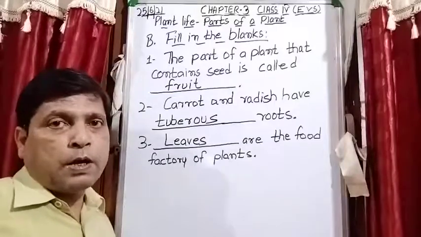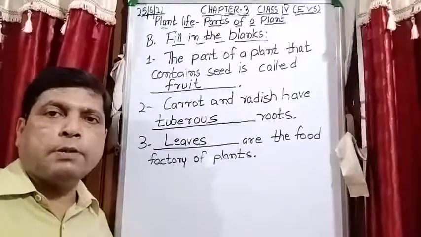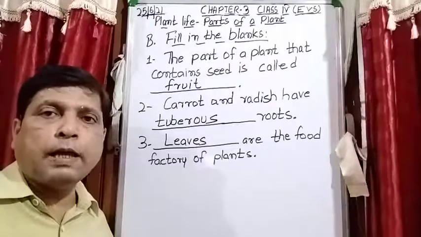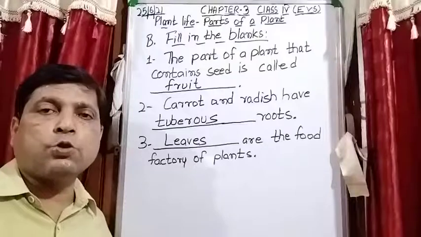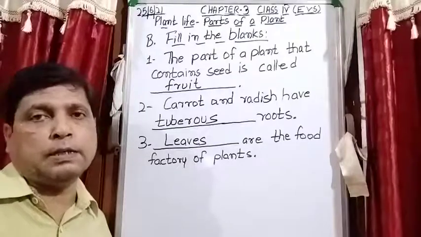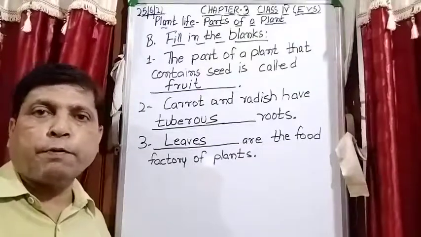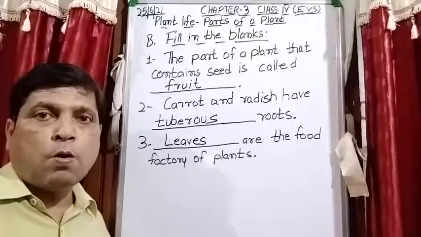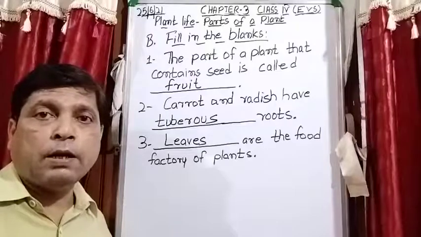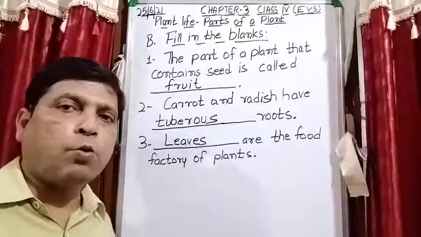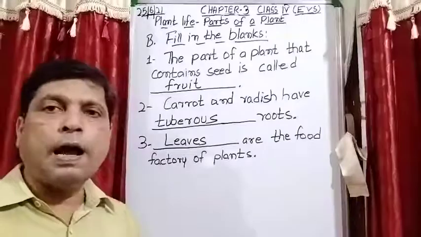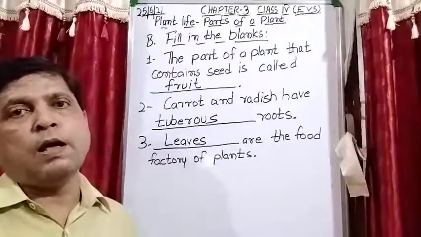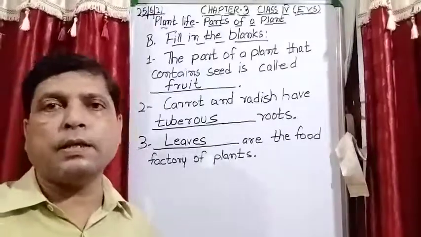And student, this preparation of food by the leaf is known as photosynthesis. The preparation of food by the leaves using water and carbon dioxide in the presence of chlorophyll and sunlight is known as photosynthesis. Thank you student. We will continue this book exercise in the next video.